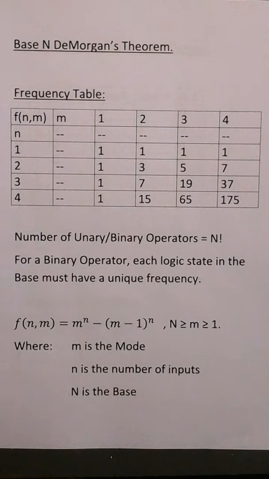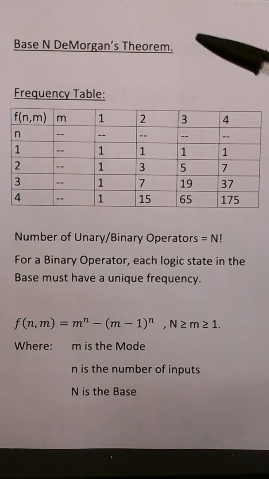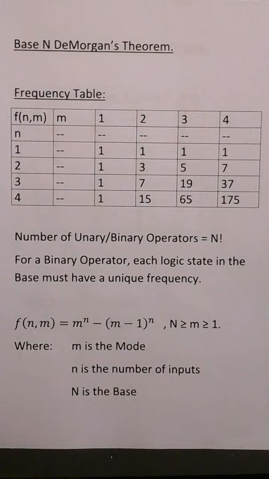Hello everybody, and welcome to my 15th video. This is on base n DeMorgan's theorem. I'm going to be going through 3 examples, one in the binary case, one in the ternary case, and one in the quaternary case. Obviously base n is 2, 3 and 4.